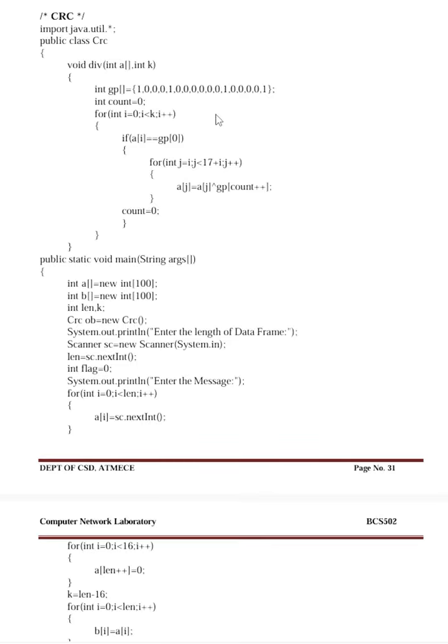Next we print the transmitted data. Then receive and verify: it reads the received frame and redivides the received frame by the same generator. The next one is object dot division a of k. This will check the remainder. If any bit in a is non-zero after division, there is an error. Otherwise, in the else block, the system dot out print line says no error.